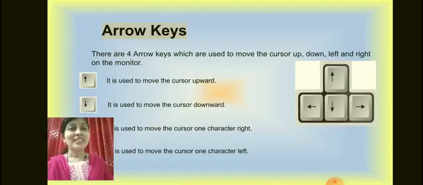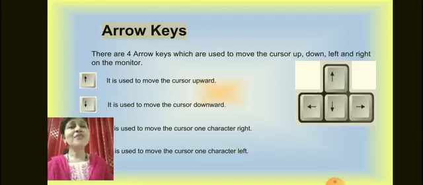Next keys, last keys. What are these? Arrow keys. Have you seen the arrow? Yes, good. So, there are 4 arrow keys that are used to move the cursor up, left, down, and right on the monitor.